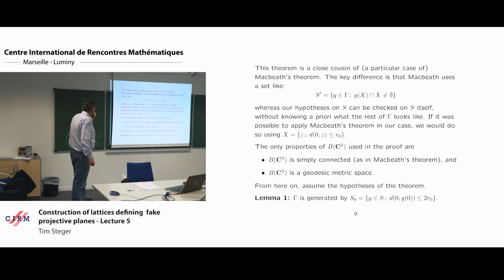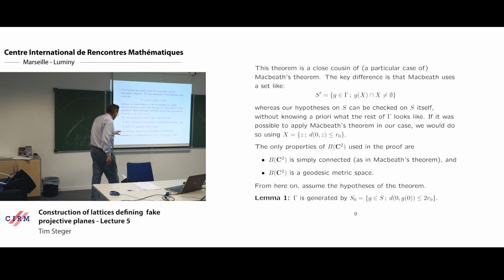Now, you will notice in the proof that there's very little about the geometry of B of C2. We're not even using the fact that the curvature is negative. I believe that all we need to use is that it's simply connected, as in Macbeath's theorem, and that it's a geodesic metric space. I don't believe one uses anything more than that.